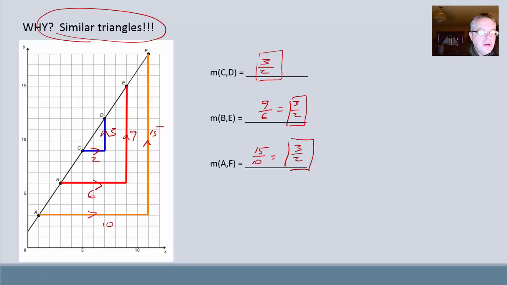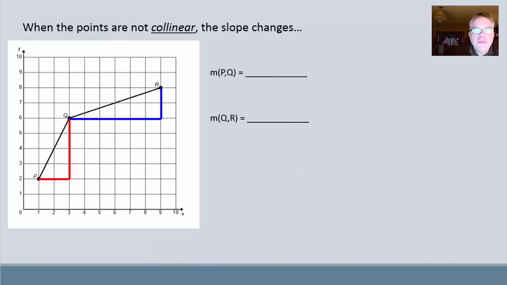Here we have a case of 3 points that are not collinear. Collinear means they lie in the same line, so if they're not collinear, then they don't lie in the same line. So we have P, Q, and R. And clearly, this is not a straight line. So what we should see is that they don't have the same slope.